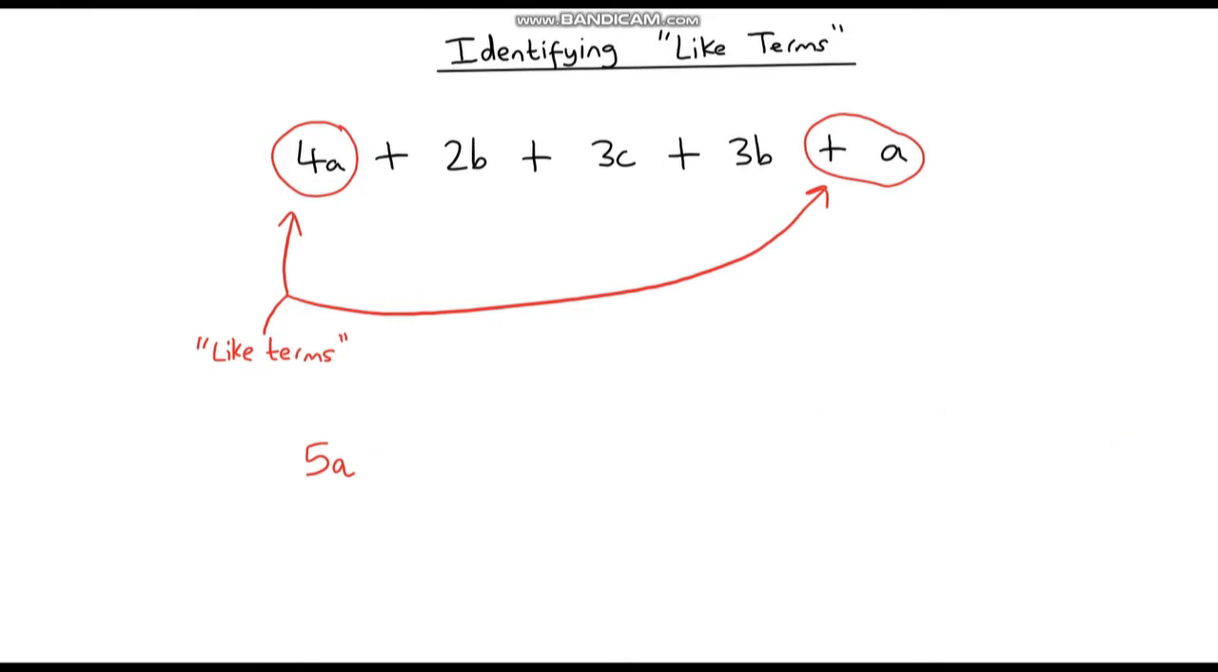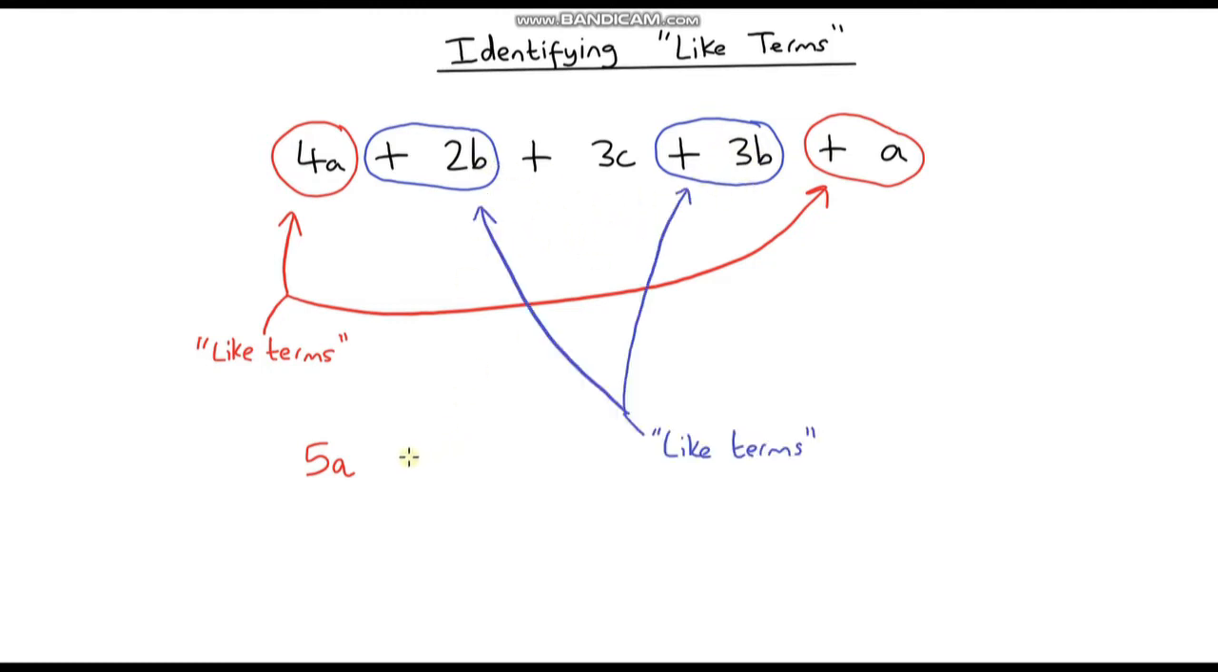Now if we have a look at some other like terms, here we've got plus 2 bananas. And remember, whenever we're identifying terms, we always include the sign in front of that term. So we've got plus 2 bananas, and we're adding on another 3 bananas. So in total, you can probably see we've got 5 bananas. These are also like terms. So if we add these together, that gives us 5 bananas.